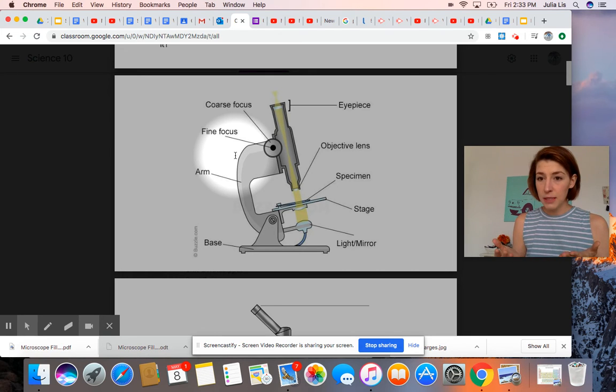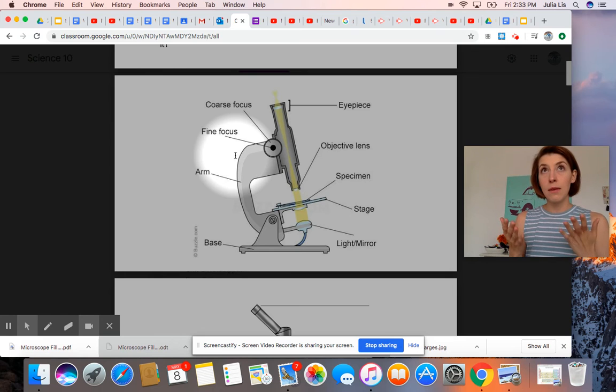You'll have your specimen already in place. You should be able to see it, but to sharpen the image, to increase the contrast and to make it just a little sharper and get it more into focus, you'll use the fine adjustment knob. And what the fine adjustment knob does is it makes small changes in the movement of the specimen so you can get it into focus.